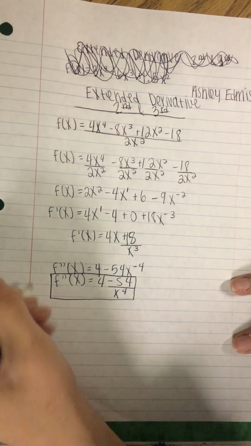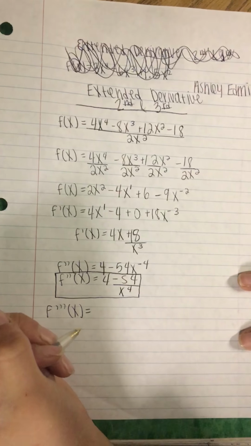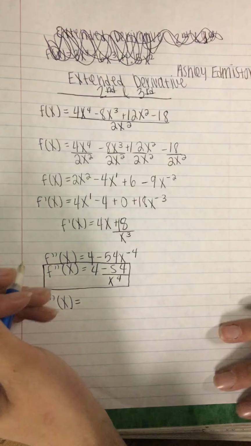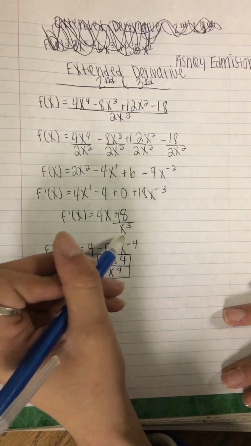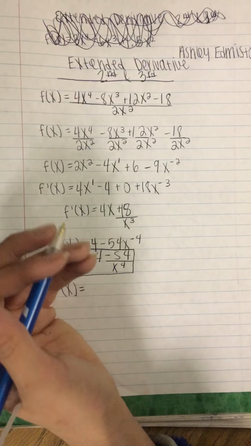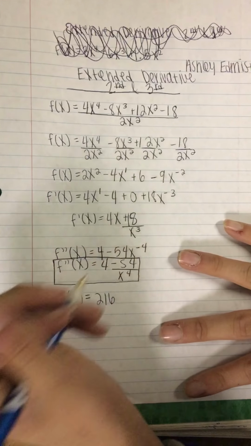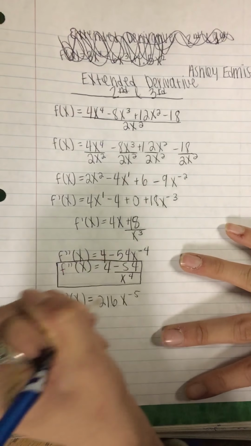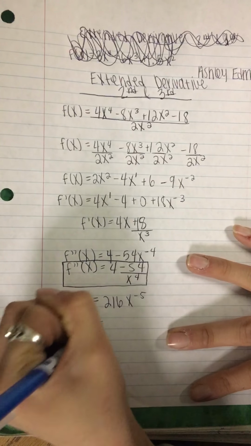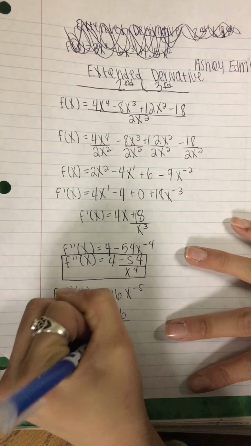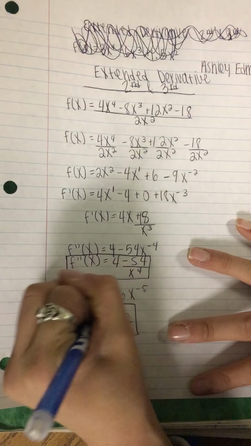And then we're going to take the triple prime, f triple prime of x equals, this would just be 0 since it's a constant, and then negative 4 times negative 54 is 216, and then negative 4 minus 1 would be x to the negative fifth. We can't keep it negative, so we simplify it into f triple prime of x equals 216 over x to the fifth, and then you would box that as your triple prime. And that's all.